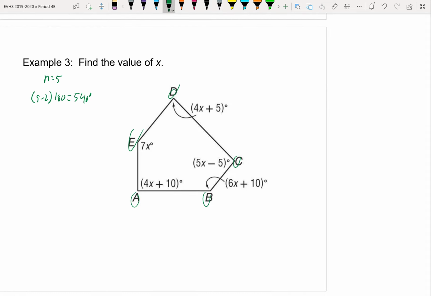Now I'm going to take all of these expressions and combine like terms. So I've got 4x plus 5x is 9x, makes 15x, that makes 19x, that makes 26x. And now we've got 5 minus 5 cancels out, so we've got 10 plus 10 is 20, so plus 20, and that equals 540. Let's start simplifying this down. 26x equals, subtract 20 on both sides, gives me 520. I said it right, I wrote it wrong. And then 520 divided by 26, I should be able to do that in my head, but I can't. That is 20.